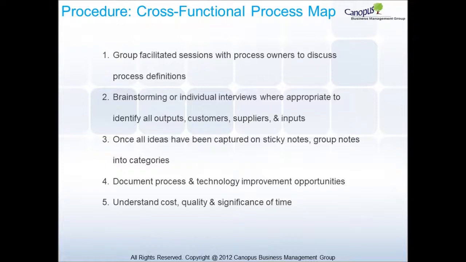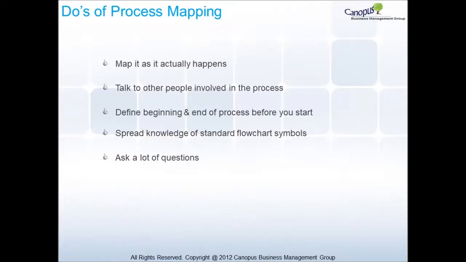Let's look at some things to keep in mind while constructing a cross-functional process map. When constructing a cross-functional process map, remember to think about a process that happens across the entire organization and map it as it actually happens. Talk to other people who are involved in the process. Define the beginning and end of the process before you start. Spread the knowledge of standard flowchart symbols. And ask a lot of questions about the process.